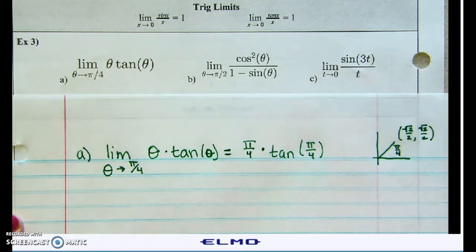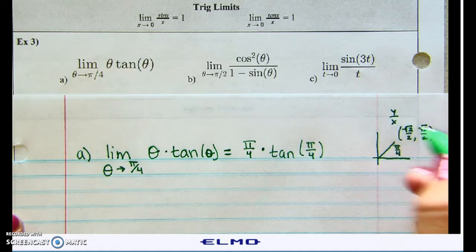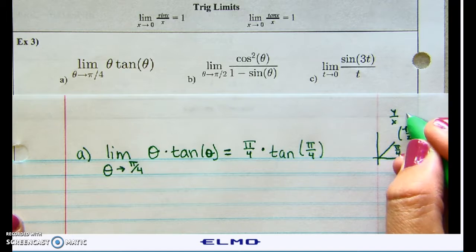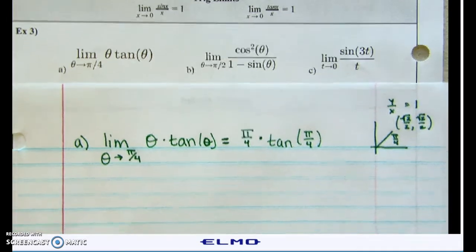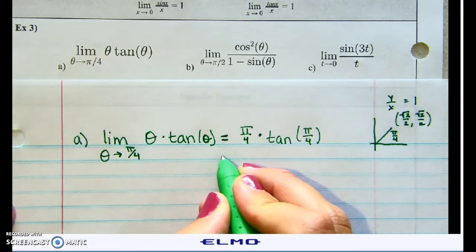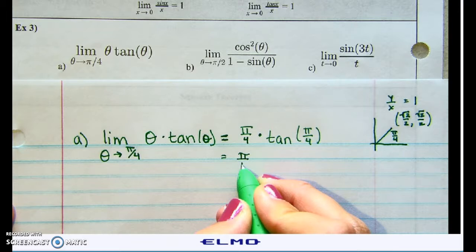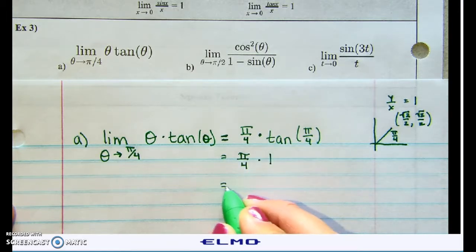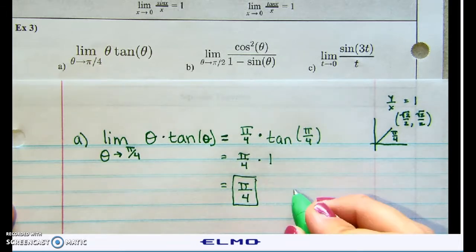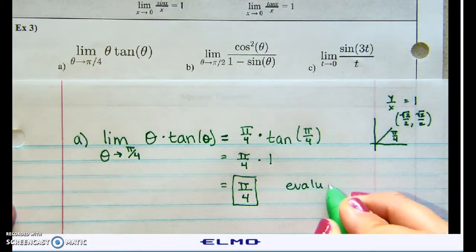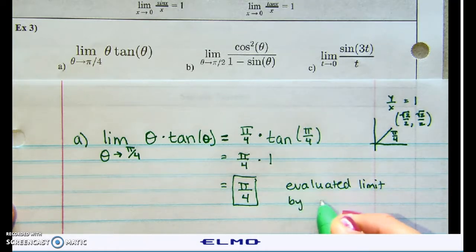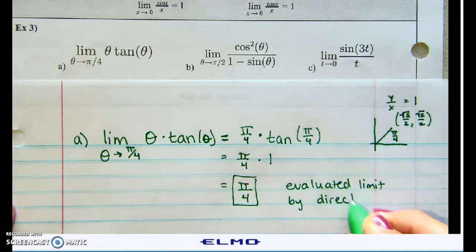Tangent, the definition of tangent is y divided by x. So if we take this y value and divide it by this x value, aren't those the same? We would get the number 1. Right? So the answer here to A, we're going to have pi over 4 times 1. So the answer is pi over 4. See that? So direct substitution, we just evaluated the limit by direct substitution.